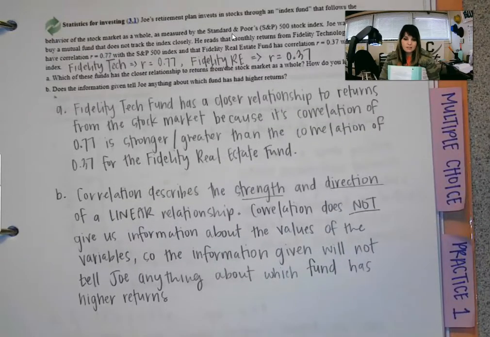Then B, correlation describes the strength and direction of a linear relationship. Correlation does not give us information about the values of the variables, so the information given will not tell Joe anything about which fund has higher returns. We would need to know more than just the correlation to know which fund is giving higher returns.